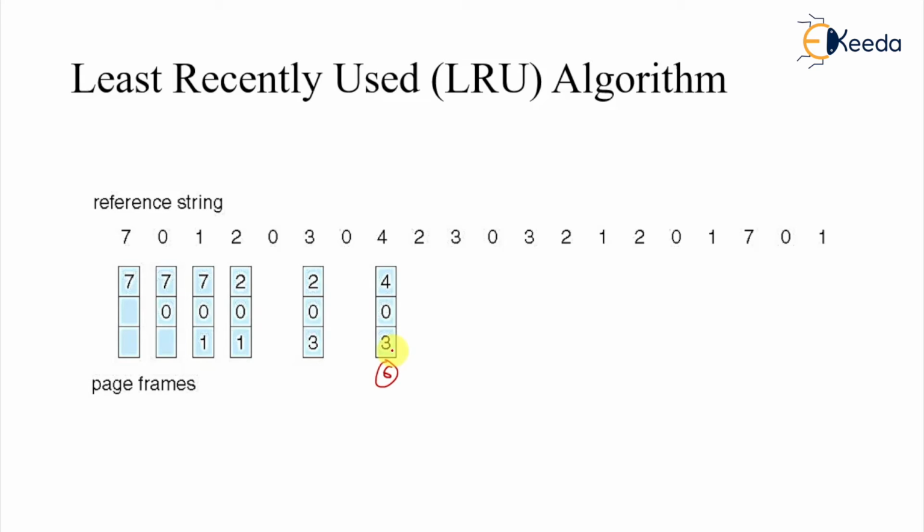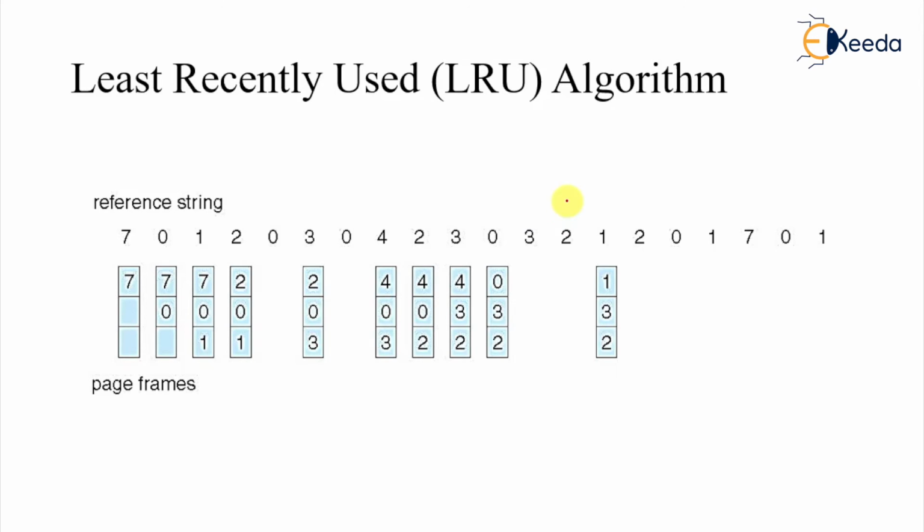0 and 4 are most recently used, so 3 will be gone when I reference 2. Then 3 is coming, and 2 and 4 are most recently used, so 0 will be gone. This is your seventh page fault. 3 and 2 are most recently used, so 4 will be gone, and that becomes your eighth page fault. 3 is a hit, 2 is a hit. 1 comes, and since 3 and 2 are recently used, 0 will be gone. That is your tenth page fault.